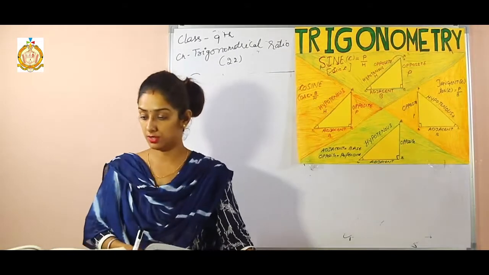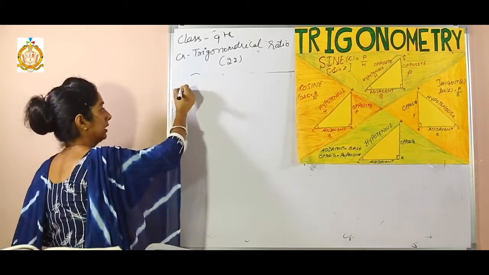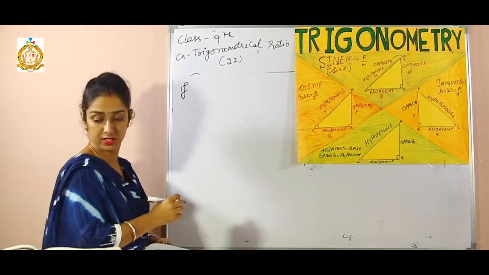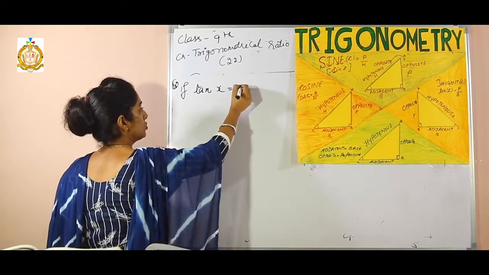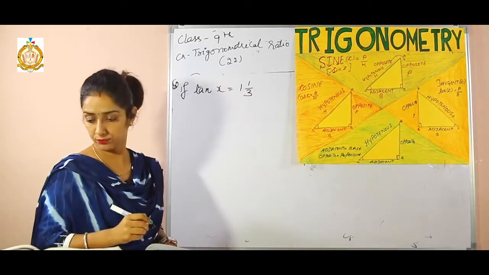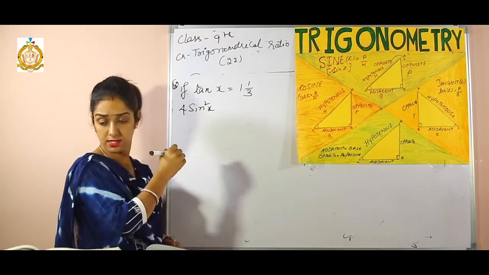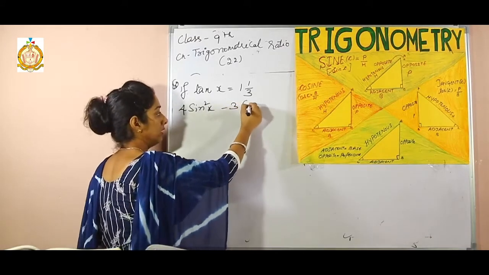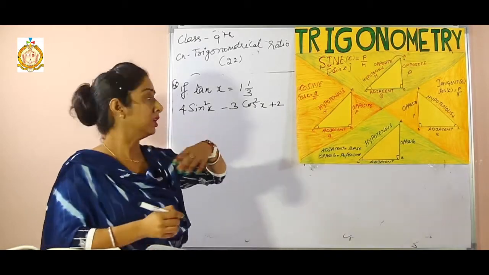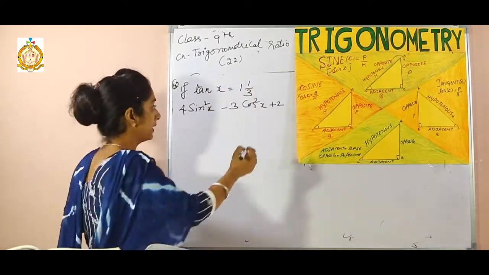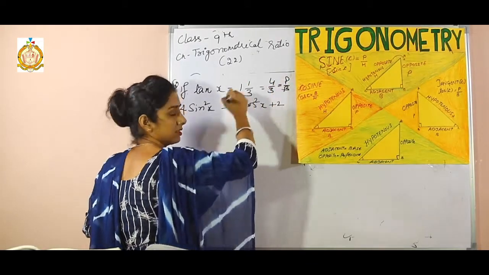Now see next question. See this question. Question number 16. If tan x is equal to 1 into 1 by 3, find the value of 4 sine square x minus 3 cos square x plus 2. Now, this is a mixed term. First of all, we have to break it. 3 ones are 3 plus 1, 4 by 3. That is P over B is given.